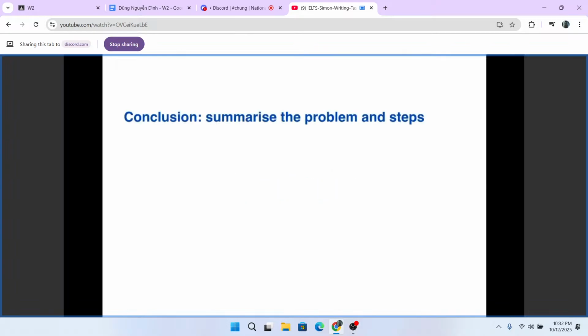We said that we were going to summarize the problem and the steps, and now we know what the problem or the causes of the problem are. We know the steps as well that we've given. If we think back, we had the teachers, the parents, and celebrities, and we had some steps for each. Let's start by giving the problem again, summarizing that problem.